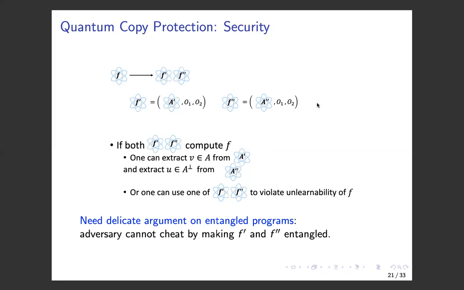In general, we either have to violate the direct product hardness, which we have already proven to be hard, or we violate the unlearnability of F, which is the assumption we use because F has to be unlearnable. Though it seems a very simple high-level idea, actually we need a delicate argument to rule out the possibility that some adversary tries to cheat by making these two programs entangled.